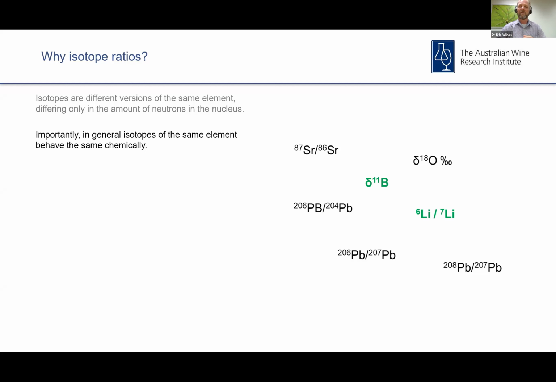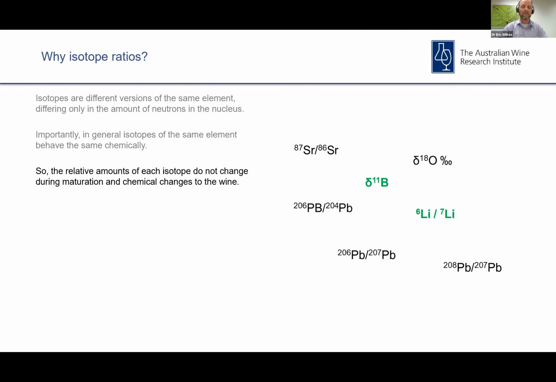But the important thing to take out of that is isotopes of the same element behave the same chemically, so they don't react differently. And that's a generalization, but it means that what we do to the wine, or as it matures, the relative numbers of these isotopes should stay the same. So even though we do lots of things to the wine and the wine will change, the actual ratios of the amounts of different isotopes shouldn't change drastically during the wine's life. So that's really good, means it doesn't change.